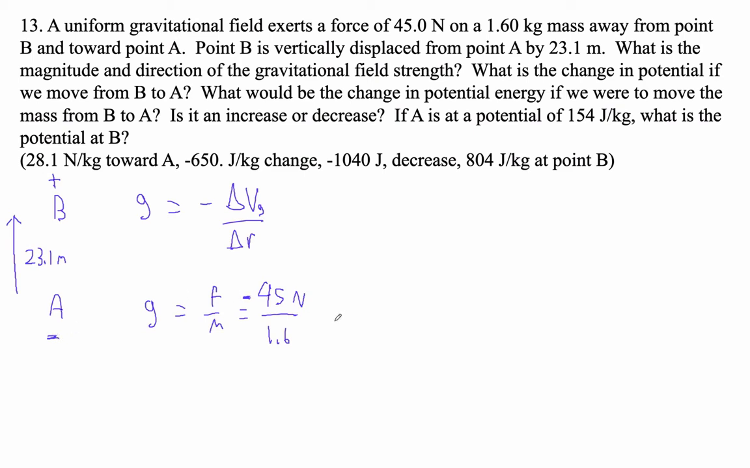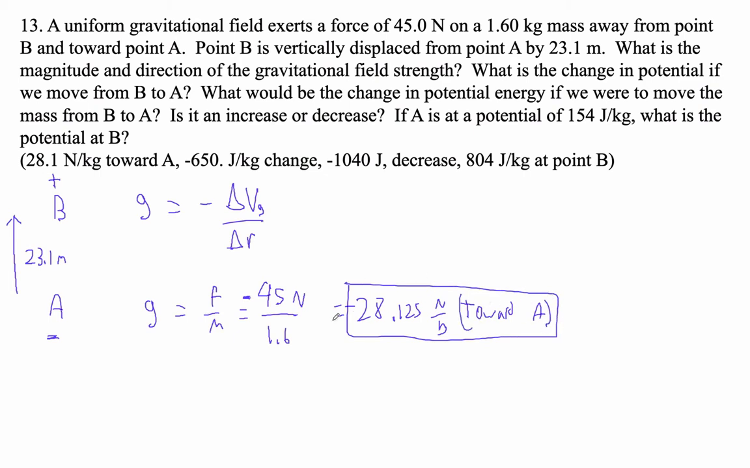So negative 45 divided by 1.6 gives me a field strength of 28.125 newtons per kilogram. And that's toward A, okay? I'll put that in parentheses so it's not like a contradiction. It's a restating of the minus sign. Okay, so we found the gravity.